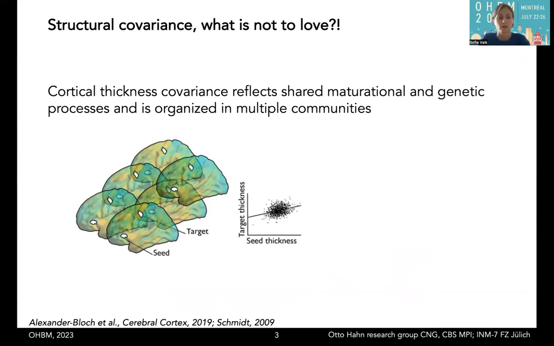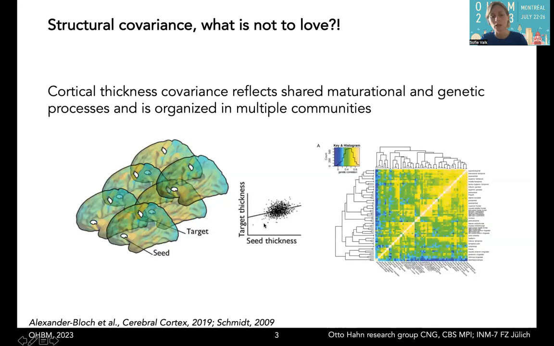because I have done 3 studies on it together with my lab. And what is so interesting about cortical thickness covariance is that it reflects shared maturational and genetic processes, and it's organized into multiple communities, as you see here, which has already been shown in 2009 by Schmidt et al. Here they did a genetic correlation of different regions, and they showed that they're clustered into different regions. And with this hierarchical dendrogram, they see that some regions cluster together more than others.